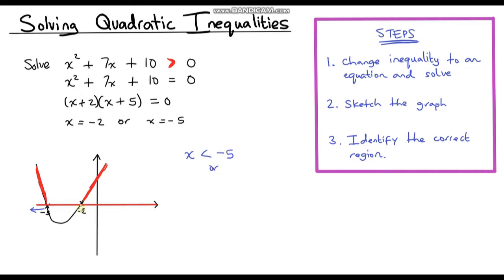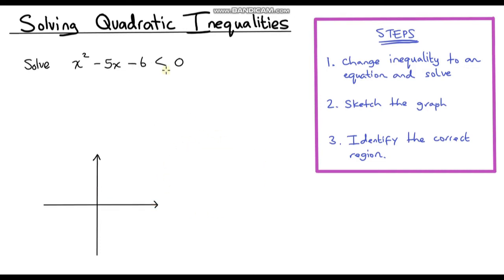Or it's all of these values along here, and these values will be greater than negative 2. So x has to be greater than negative 2. So this is our solution here. Okay, let's do another one.